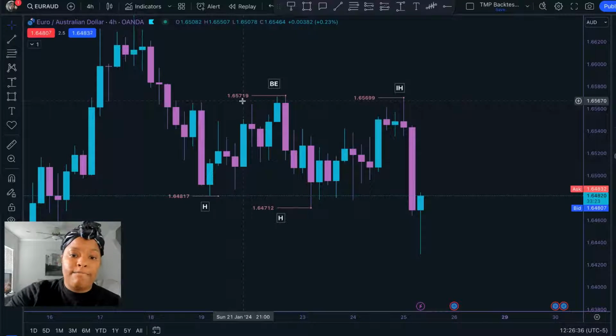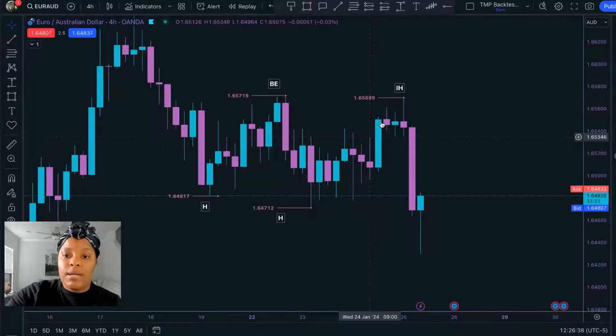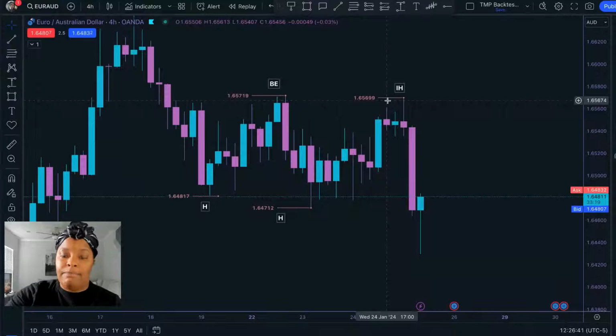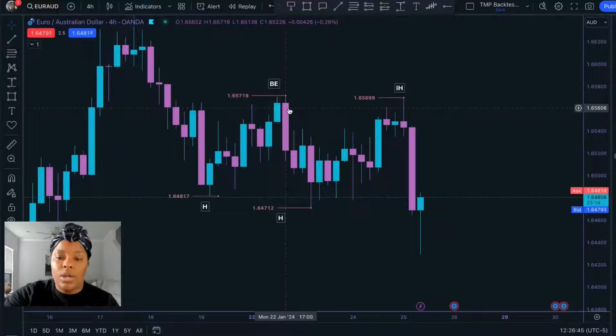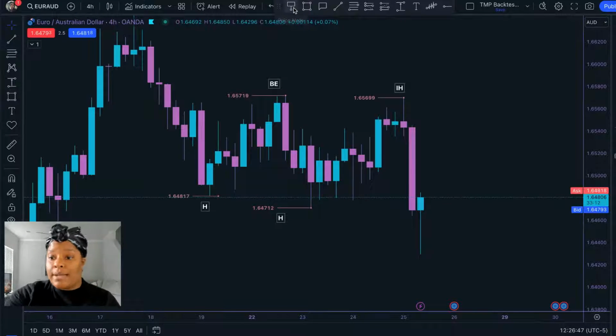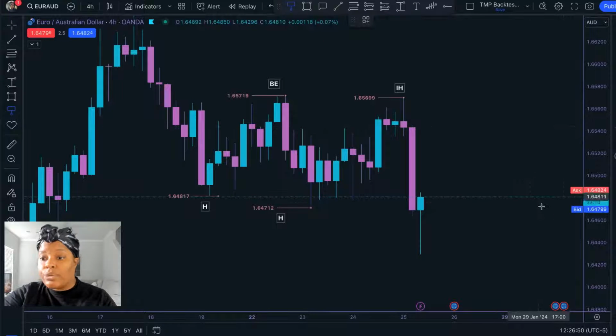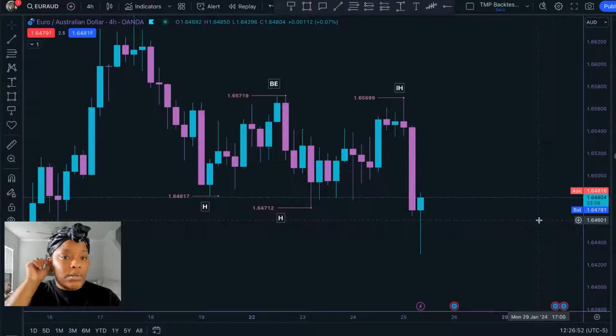$1.65719, $1.64712, $1.65699. Price stayed below the bearish engulfing candle. So now, I don't know how this candlestick is going to close. We have what, 33 more minutes until this candlestick closes.